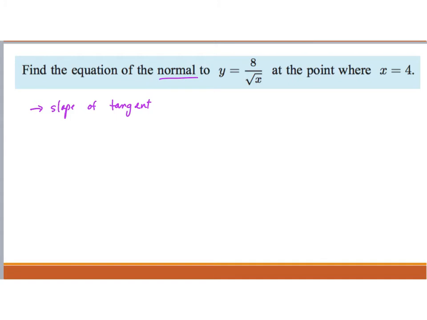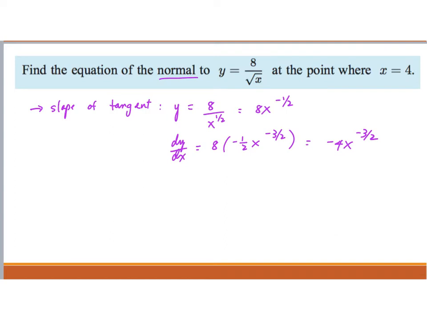So let's get the derivative of y, but first let's rewrite it as y equals 8 over x to the power of 1/2, which is just 8x to the negative 1/2. So then the derivative will be 8 times negative 1/2 x to the negative 3 over 2, which is just negative 4x to the negative 3 over 2.